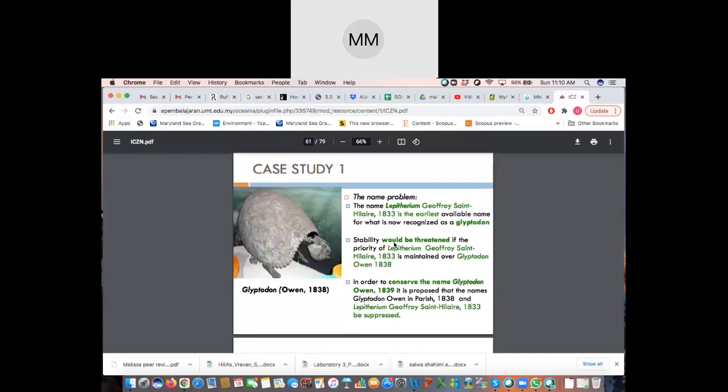So now stability would be threatened if the priority of Lepitherium of Geoffrey St. Hilaire is maintained over Glyptodon. Okay, so by right, the Lepitherium that Geoffrey was talking about is in reference to this actually. But now the thing is, because this name was gaining reputation, it's going to interfere with the stability, and this one will be threatened if the priority of Lepitherium is maintained over the Glyptodon.